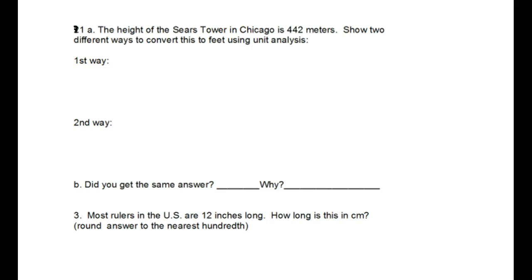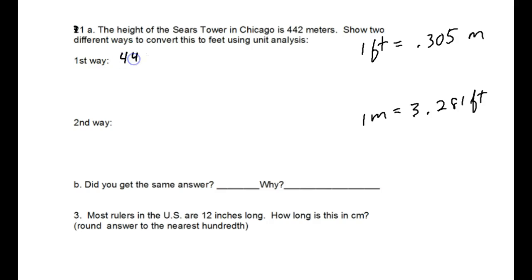We have 1 foot equals 0.305 meters, and we have 1 meter equals 3.281 feet. So let's use those and do the problem two different ways. Here's the first way. We have 442 meters.